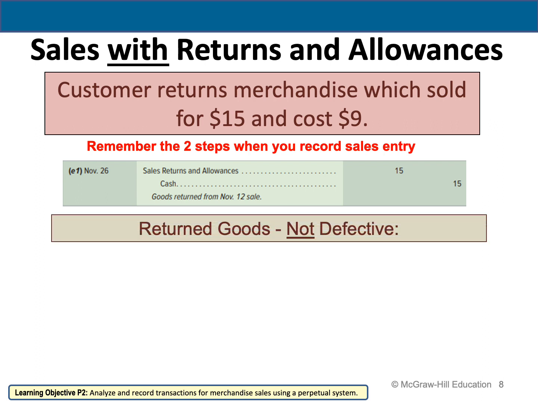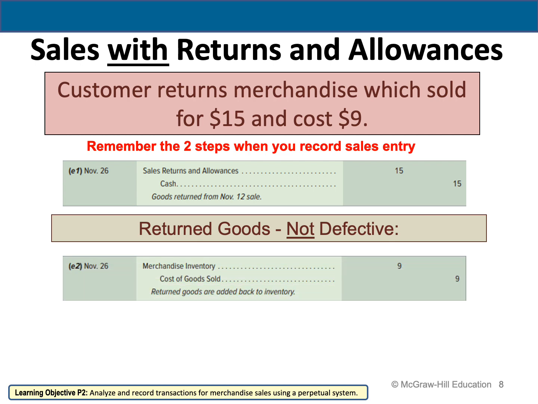Then how I'm going to record the second step, which is the cost. I'm going to say merchandise inventory to cost of goods sold. Why do I have here merchandise inventory on the debit side? Because the customer returned the merchandise to me as a seller. It means that my inventory is going to increase again. Why? Because the customer returned to me the merchandise.